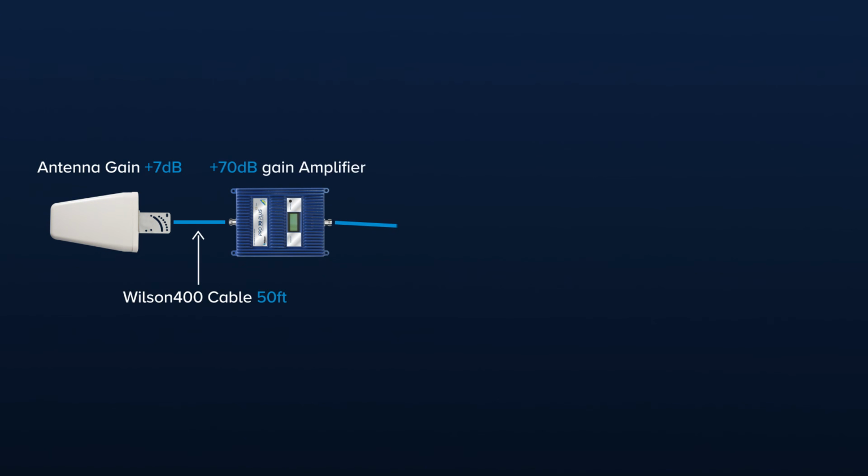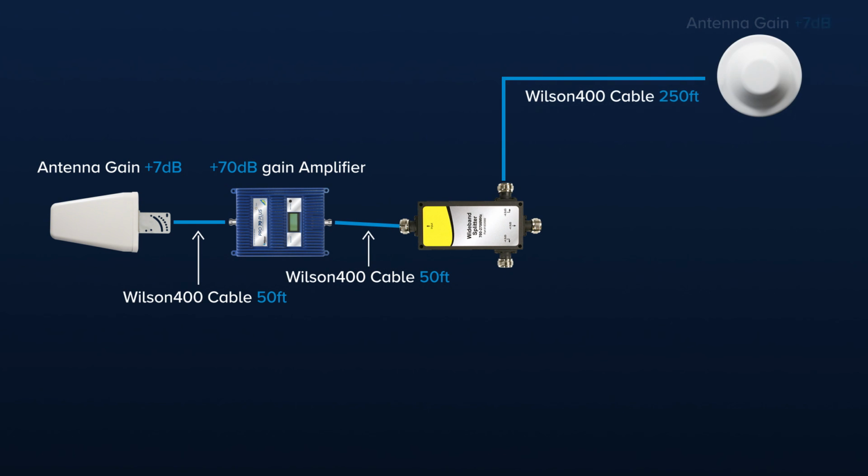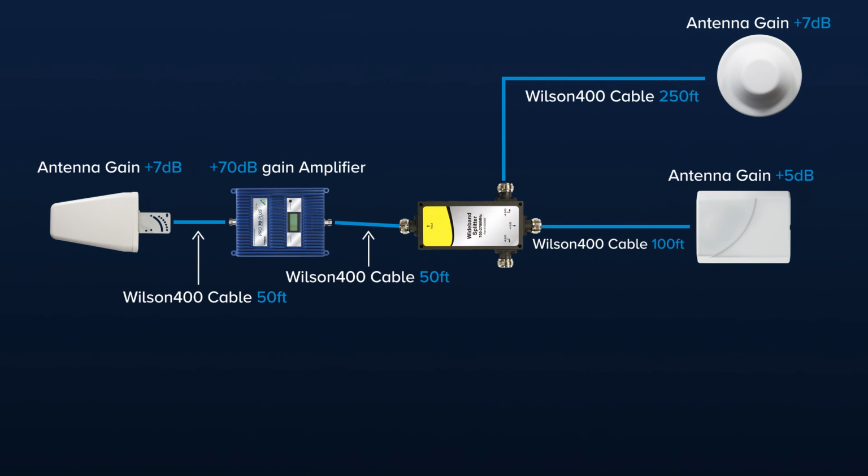This was a simple example to illustrate the basic idea of calculating coverage. As your designs get more complex, you'll just have to add in more elements to the equation. Instead of a single cable run, you'll have to factor in splitter loss and the cable loss for each individual leg. One thing to note as you are calculating more complex amplifier systems is to calculate the loss and gain for each leg you run individually.